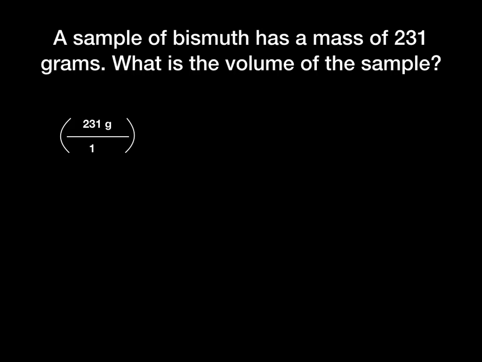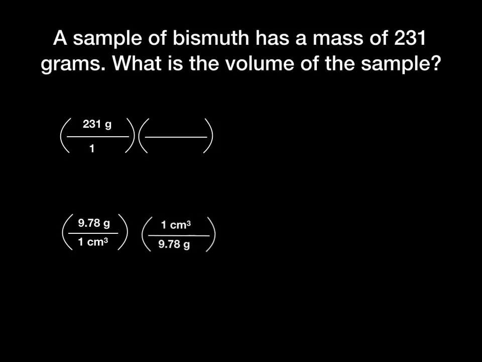So we make our original statement, 231 grams, we put that over 1. So we have a numerator and a denominator. Then we put in a conversion factor. Now our conversion factor here is going to come from the equation for density. The density of any material, remember, is mass over volume. And for bismuth, that turns out to be 9.78 grams per cubic centimeter. But since that's the same amount of bismuth on both the top and the bottom, we could also write it this way, 1 cubic centimeter of bismuth over 9.78 grams of bismuth.